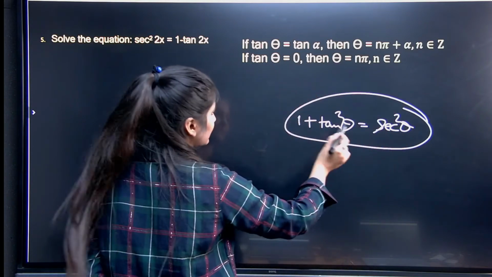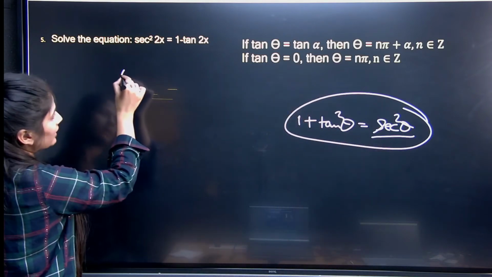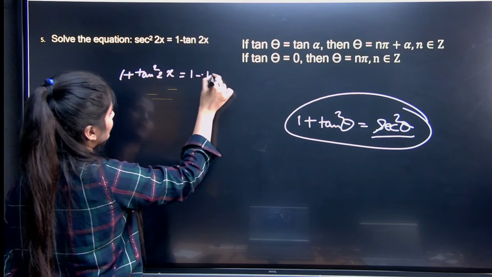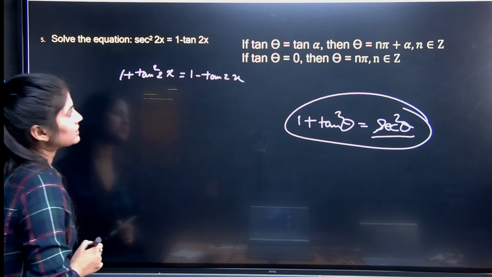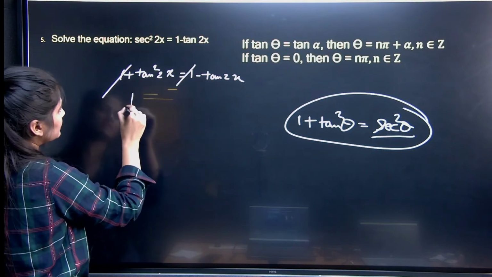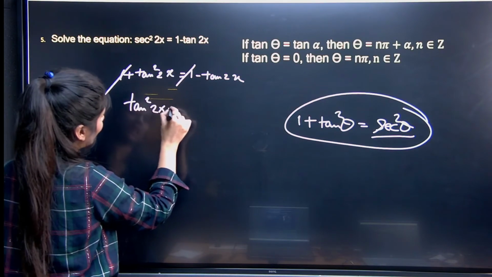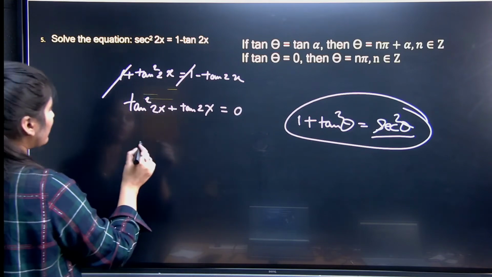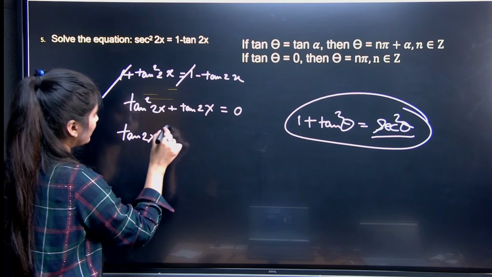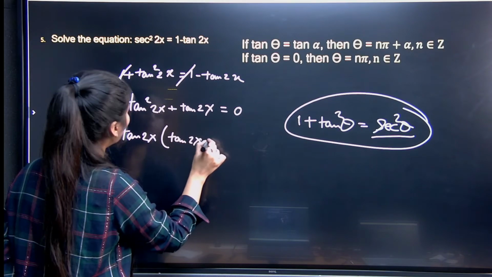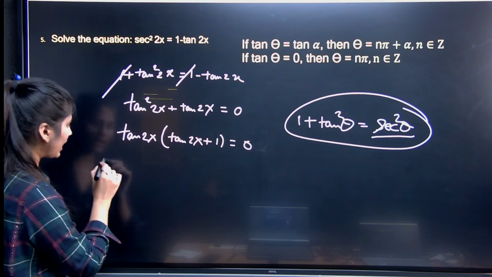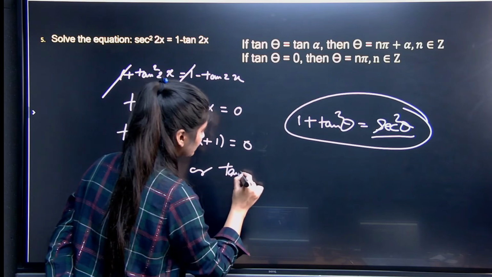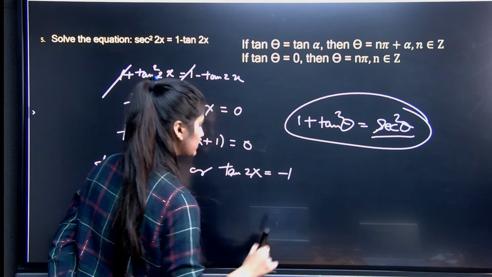So sec square 2x can be written as 1 plus tan square 2x is equal to 1 minus tan 2x. Now cancel out the 1. It is tan square 2x plus tan 2x is equal to 0. If you take tan 2x common, then tan 2x into tan 2x plus 1 is equal to 0. Again we have two things, tan 2x is equal to 0 and tan 2x is equal to minus 1.